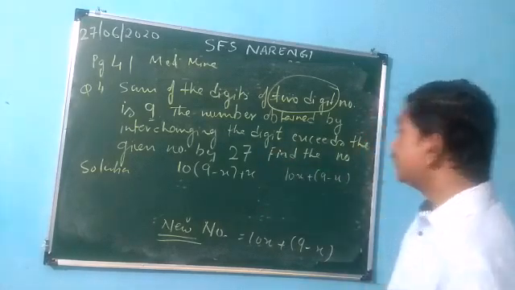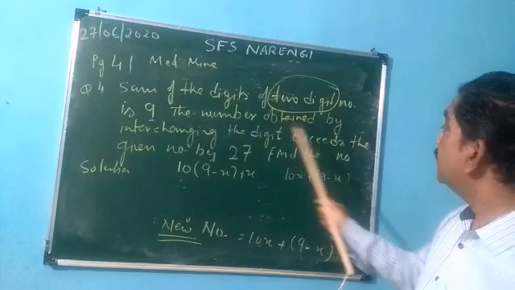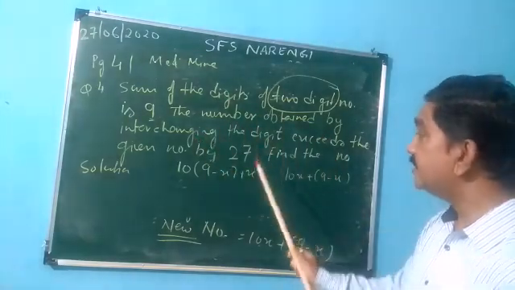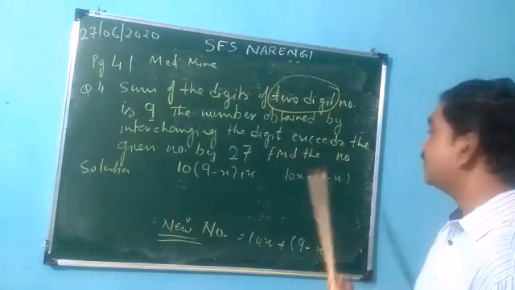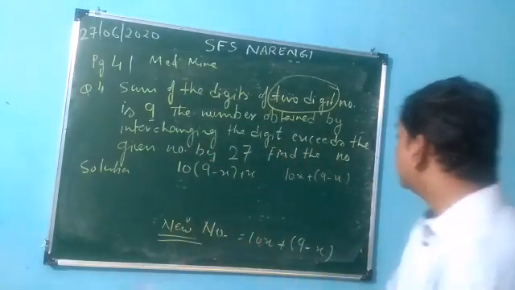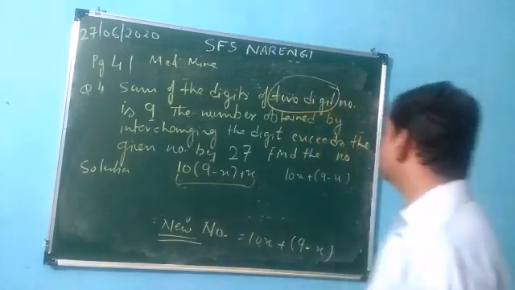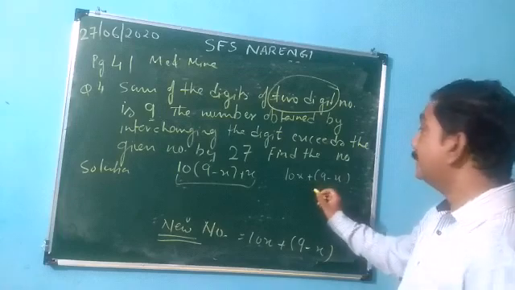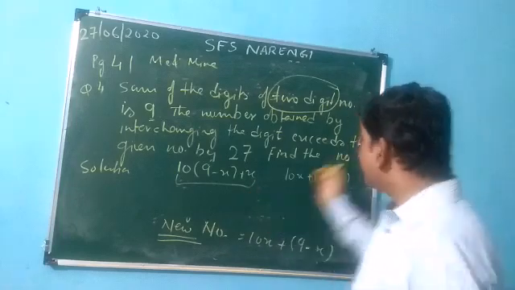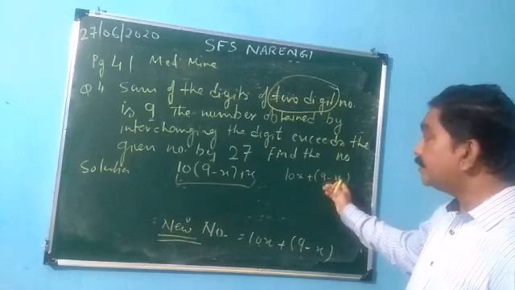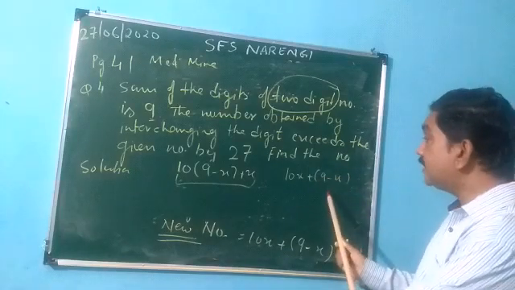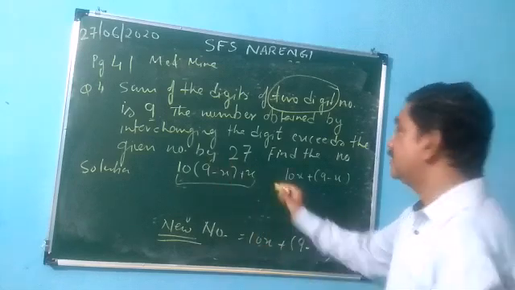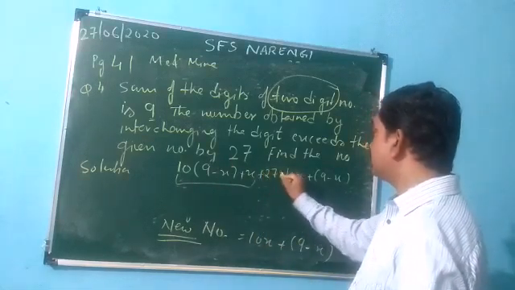Now see here, what is the statement? The new number obtained by interchanging the digits exceeds the given number by 27. This is the given number, and this new number is greater than the original number by 27. So I will add plus 27 here.